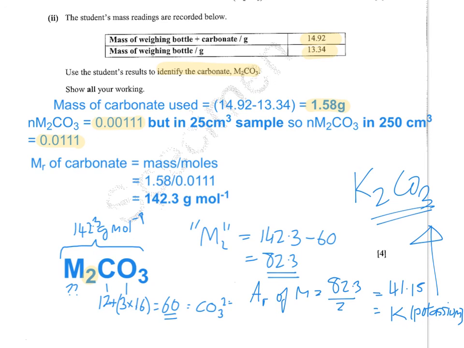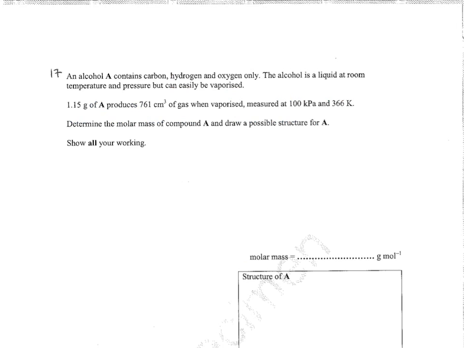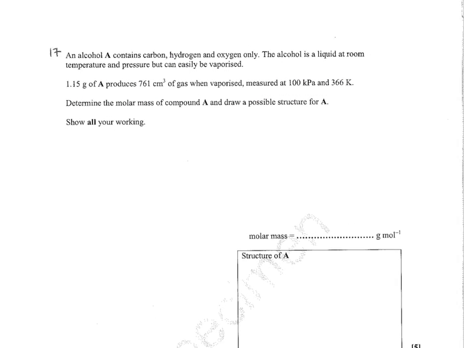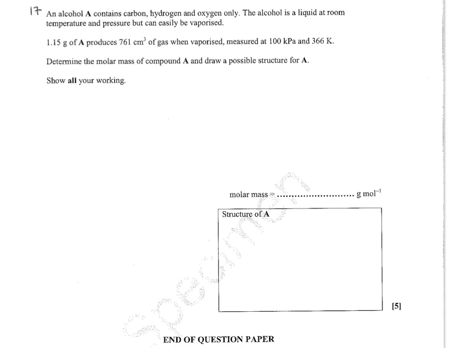Okay, so let's go on to the next bit. It's actually the last part of the paper, so we're nearly there. And it says alcohol A contains carbon, hydrogen and oxygen only. So if we highlight our alcohol and what it contains, so it says it can easily be vaporized. That's a little hint. If you think about it, that must mean that the carbon chain is quite short, so there are relatively few intermolecular forces.